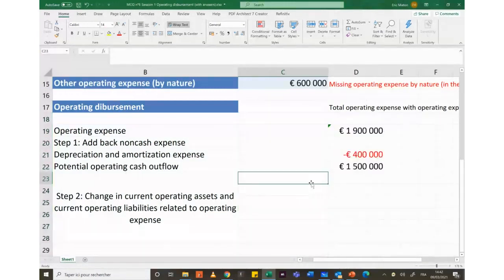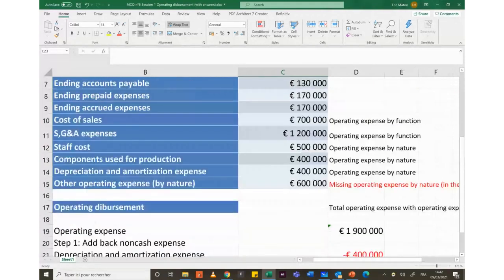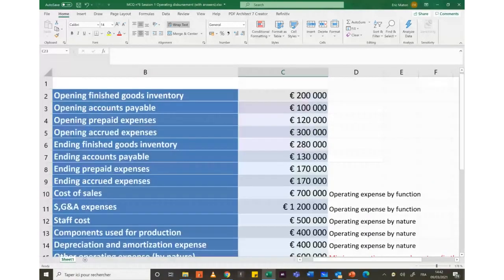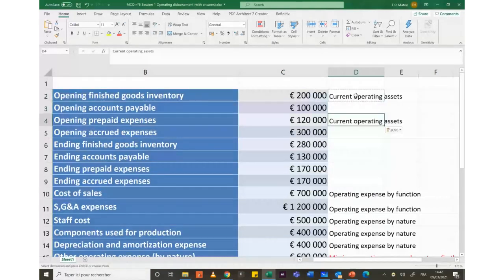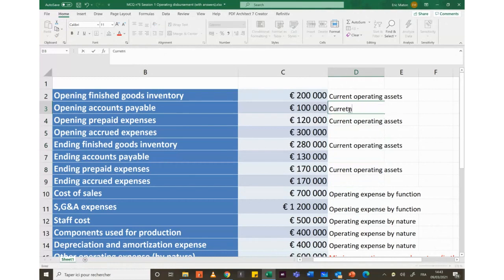So we have information about operating assets. So operating assets is here. And suppose it's current operating assets. Prepaid expenses, current operating assets. And that's enough. So we can have a gain for this one, a gain for this one, okay? So opening and ending. And the rest is current operating liabilities. Current operating liabilities and current operating liabilities, opening and ending, okay?